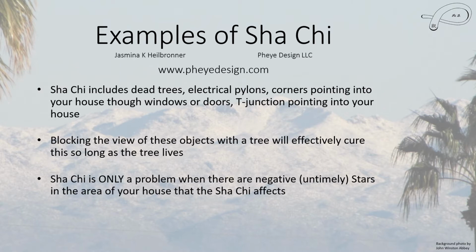The only time Sha Chi can negatively affect you is when you also have negative, that is untimely stars, in the area of your house that the Sha Chi affects. That is either where it's located or where it's pointing.